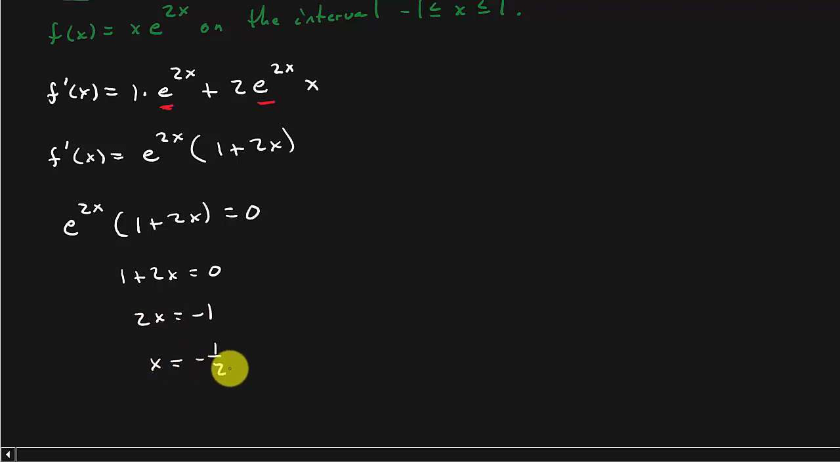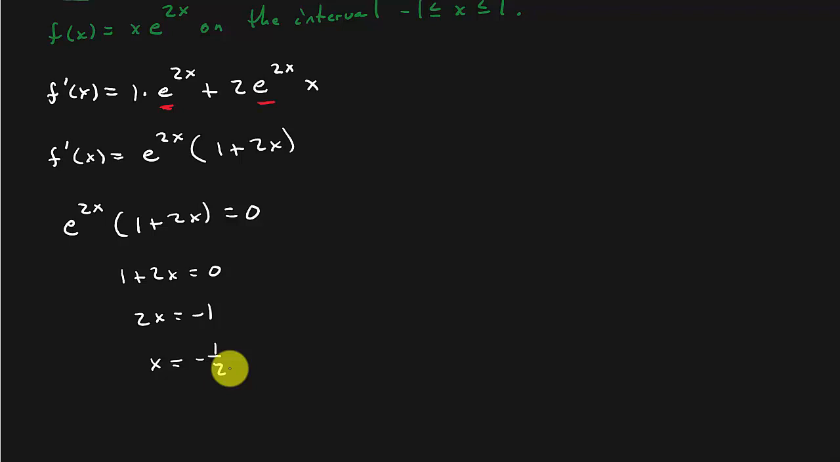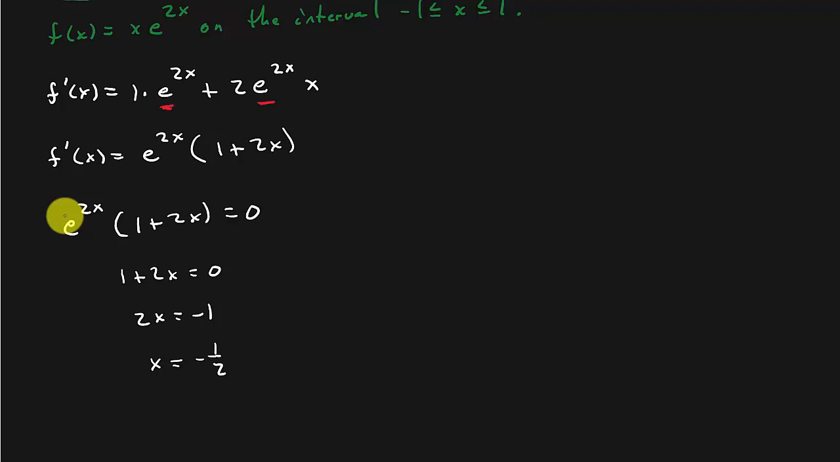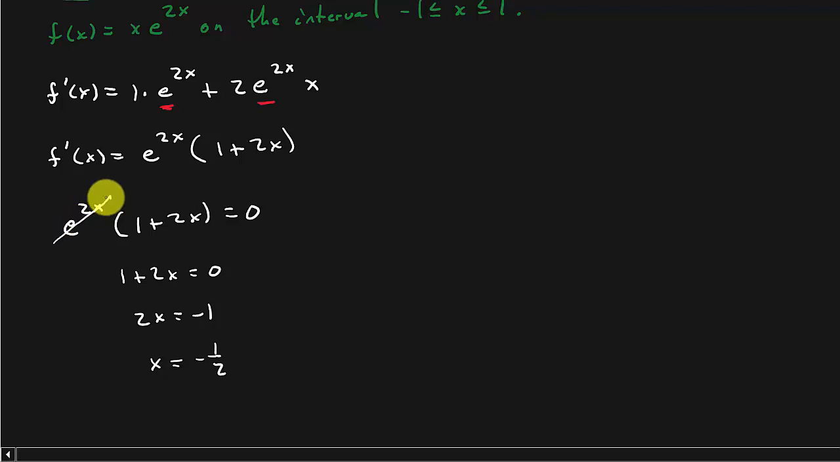Now, you might be saying, well, why did you just set the 1 plus 2x equal to 0? How come you didn't set this e to the 2x equal to 0? Because it's never going to be 0. Tell me a number you can plug into x to make e to the 2x 0. You can't. It's always positive. It's never going to be 0 and it's never going to be negative. So we don't even have to worry about that term. All we have to do is set this one equal to 0.